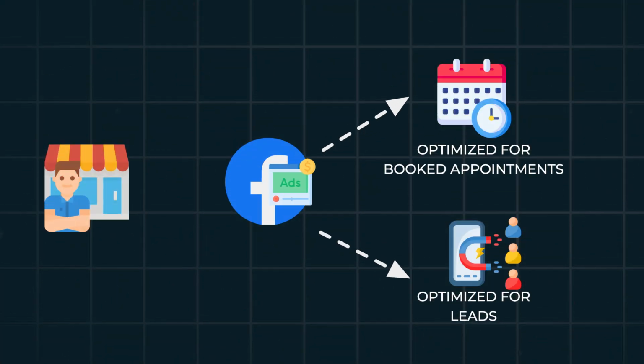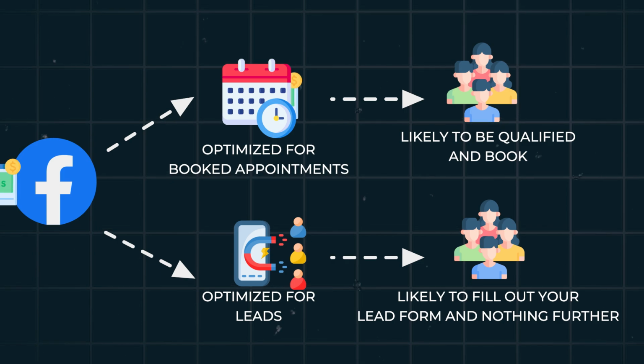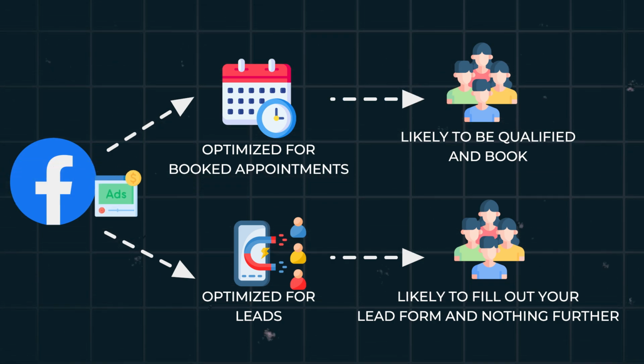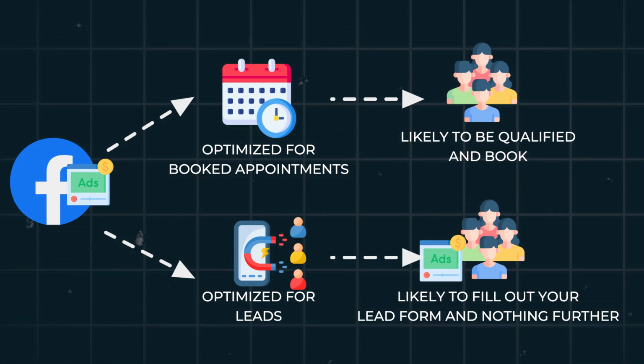If you're a service-based business, when it comes to maximizing the quality of leads you're getting from Facebook and the number of people who actually show up for the appointments, you want to optimize your conversion event for appointments instead of just leads. This allows the algorithm to show your ads to people who are likely to be qualified and book, as opposed to people who are just likely to fill out your lead form and nothing more.